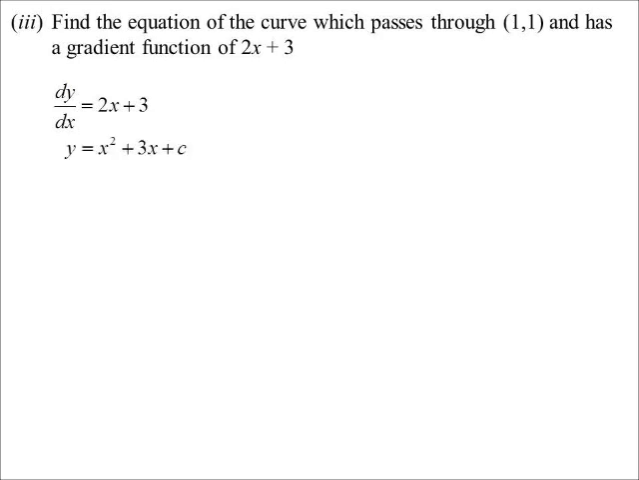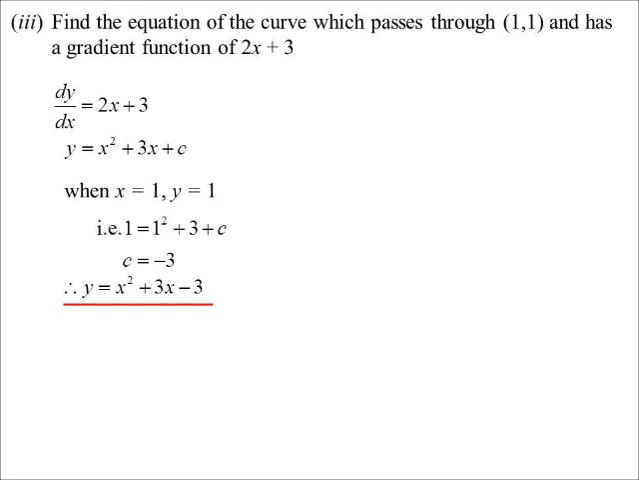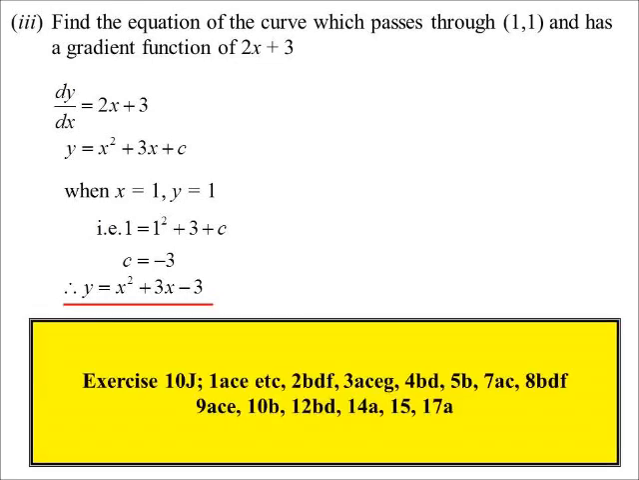So I'll add 1 to the power, over the power, and I get x squared plus 3x plus some constant. But this time I've got that additional piece of information. I've got that it passes through the point 1, 1. So I can substitute in and work out that the constant is negative 3 for this problem. So therefore, we get y equals x squared plus 3x minus 3. That is the original curve that we would have started with. So 10J is playing with this idea of how do we get back to the original or the primitive function.